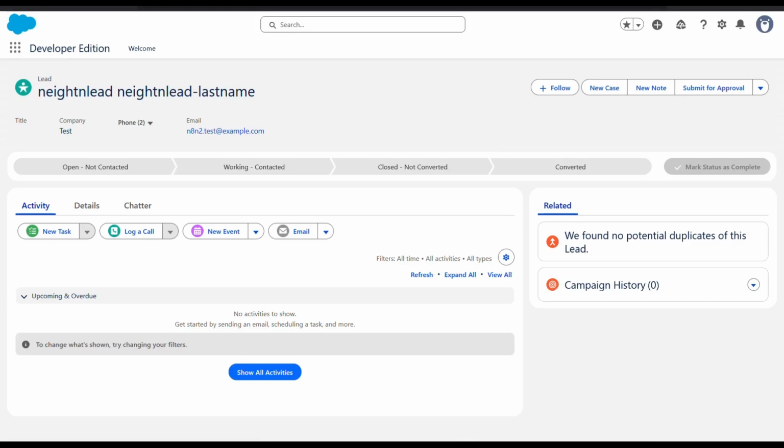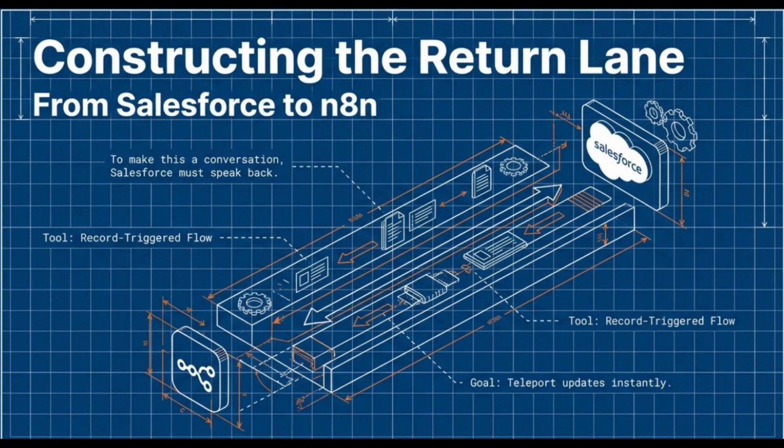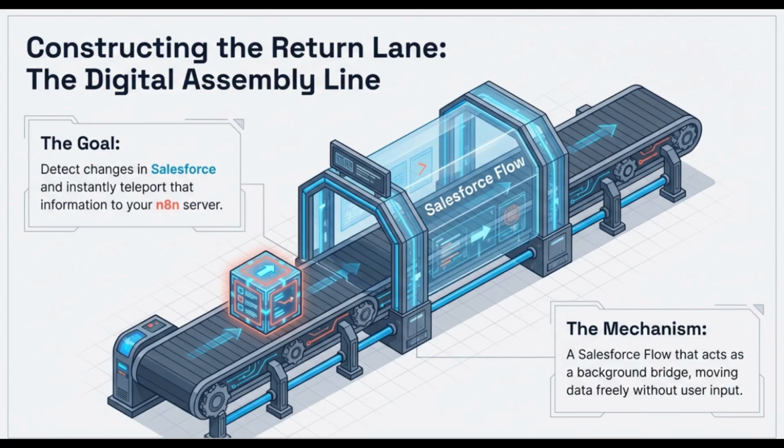The main tool we're going to use for this inside Salesforce is called a record triggered flow. And honestly, the best way to think about this is like a motion sensor for your data. It just sits there quietly in the background, and the second a lead record is created or updated, it wakes up and springs into action. It's like a digital assembly line.